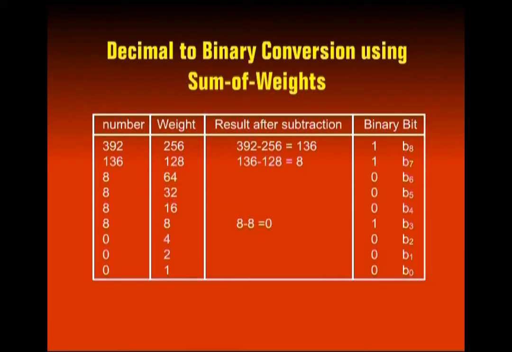The result 8 is subtracted from the weight 8, resulting in 0. The next three weights are all greater than 0. Therefore, three 0 bits are added to signify 0 weights. That is, weights 4, 2, and 1 do not contribute towards the decimal number. So bits 2, 1, and 0 all are set to 0. The binary number is 1, 1, 0, 0, 0, 1, 0, 0, 0.